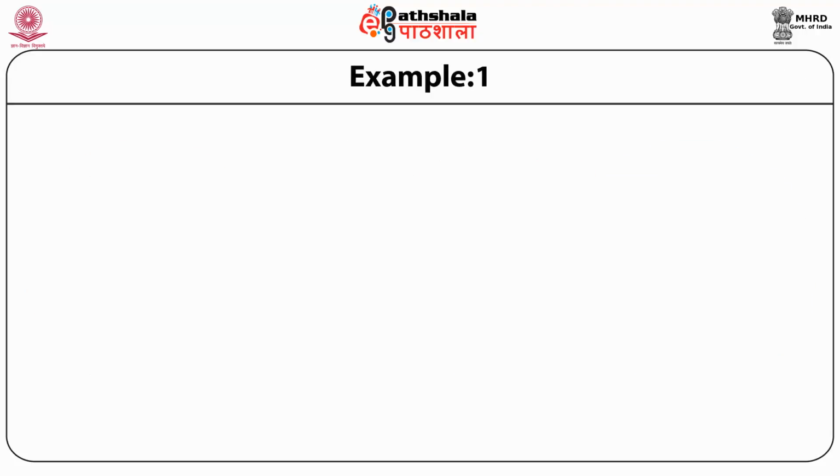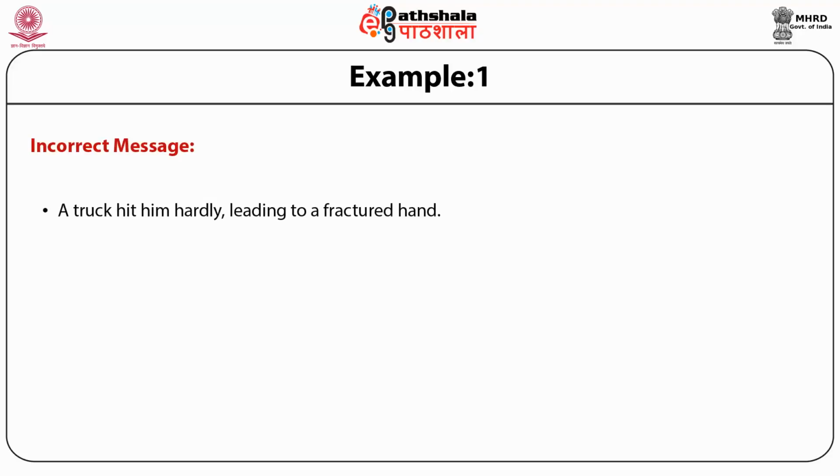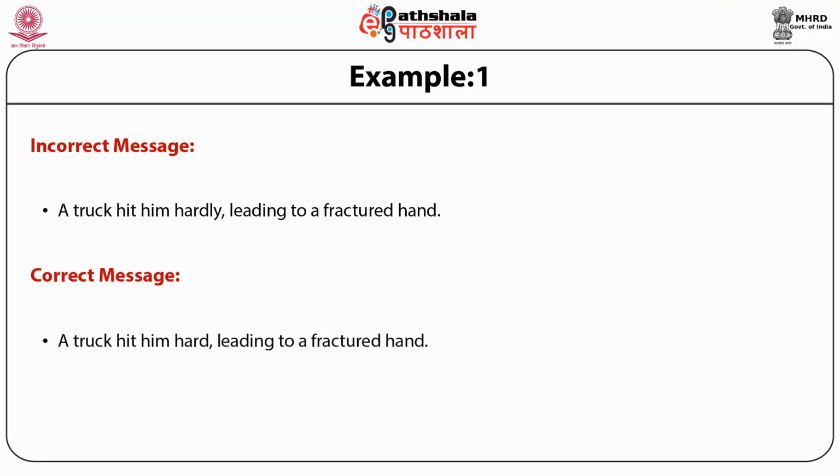Let's understand this with the help of an interesting example. A statement is, "A truck hit him hardly, leading to a fractured hand." This statement is absolutely wrong because when we use the word hardly, it means rarely. So this statement will mean a truck hit him rarely, leading to a fractured hand, which is not possible. So the correct message should be, a truck hit him hard, leading to a fractured hand.